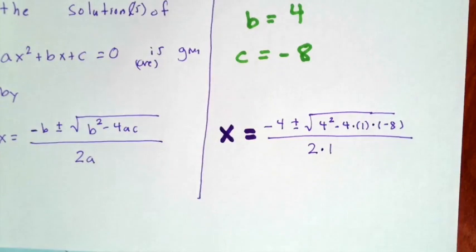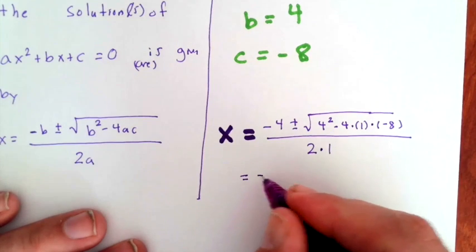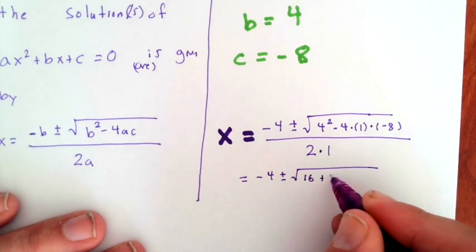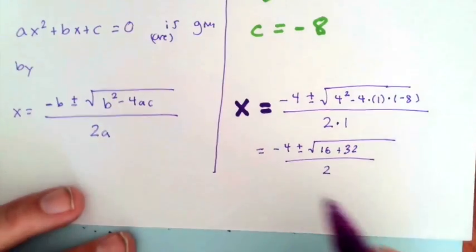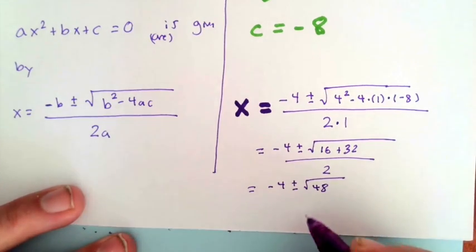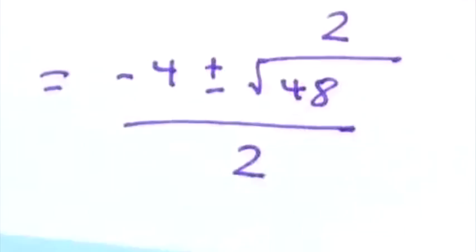Since I'm doing this problem by hand, I'm going to start breaking things down a bit more. This is -4 plus or minus the square root of 16 plus 32, all over 2. So this is the opposite of 4 plus or minus the square root of 48, all over 2. The square root of 48 takes a little bit of thought here. I can take this to be 16 times 3.